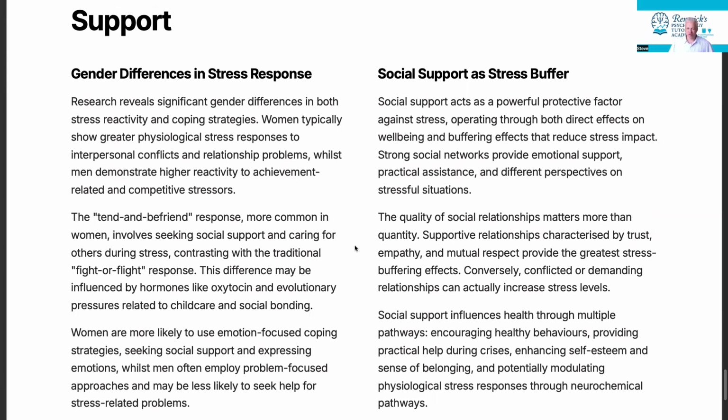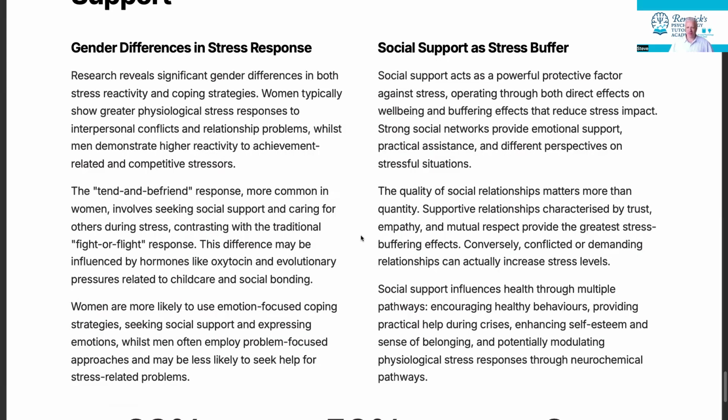Social support as a stress buffer. So social support is crucial. It's a very powerful protective factor against stress. And so any strong social networks offer emotional support, practical assistance, and the quality of these social relationships is more important than the quantity. So it's better to have people you can trust and have empathy with and mutual respect. They tend to offer the best buffering effects. If you've got conflicted or demanding relationships, that can probably increase stress, which is not good for your health.